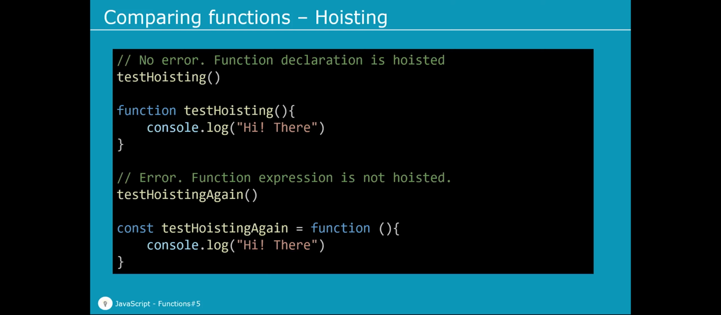And if a function is not hoisted, it is not possible to use it before it is defined in the code. In this code snippet, the function testHoisting is a function declaration. So it is possible to refer to this function before it is defined as JavaScript hoists this function. But in the case of the function testHoisting again, since it is a function expression, JavaScript does not hoist it. So it is not possible to refer to it before it is defined. And in this case, JavaScript throws a reference error.